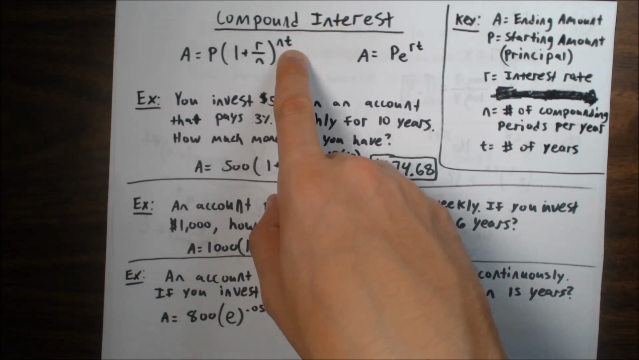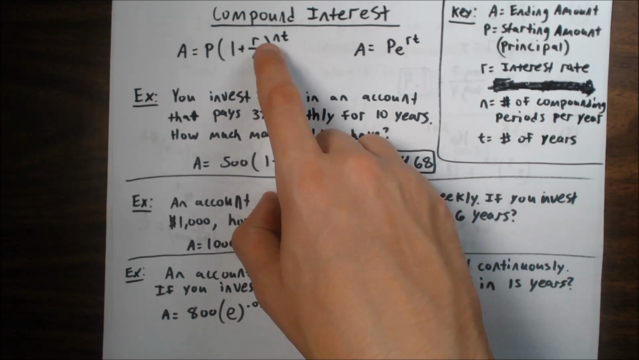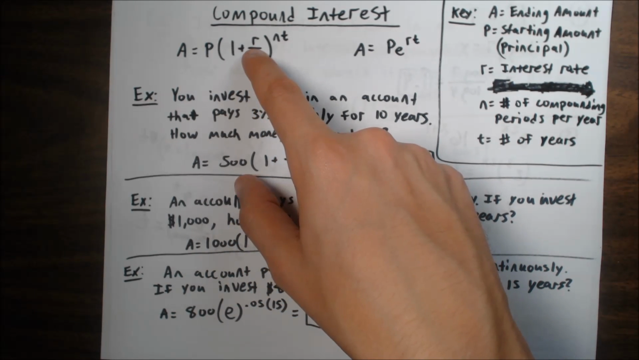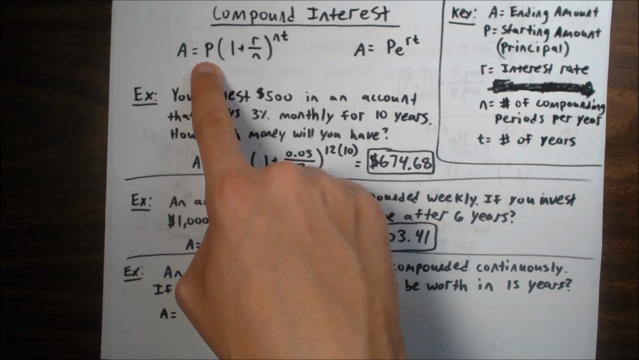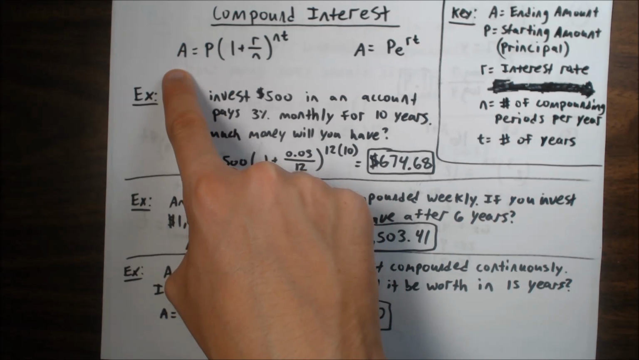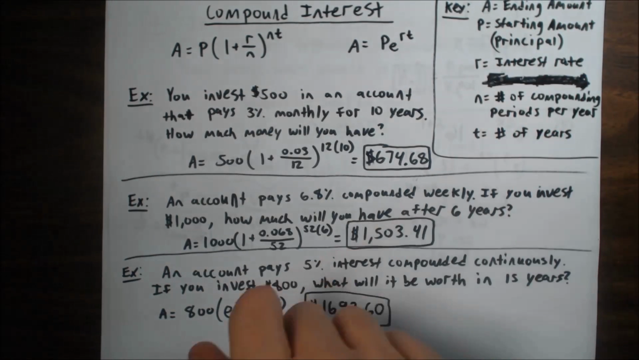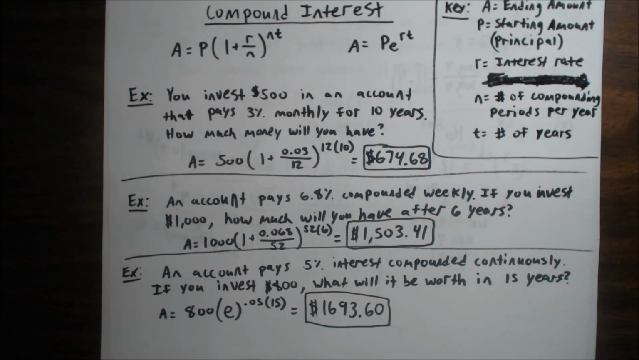T is how many years it'll be invested for. R is the annual rate. P is for principal, the starting amount, and A is how much you have at the end. All of these are explained on the right. Feel free to pause it and write these down.